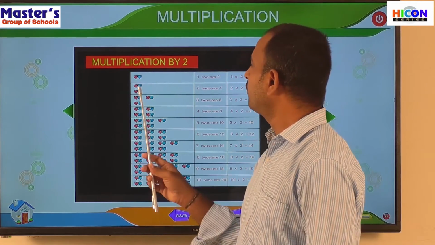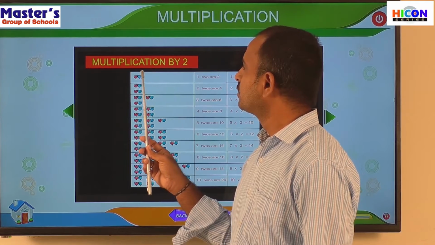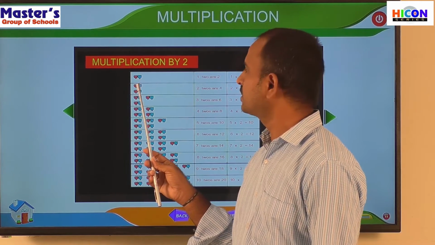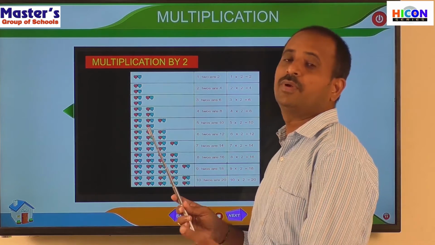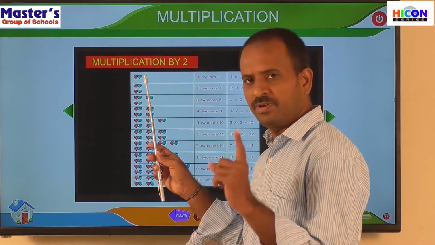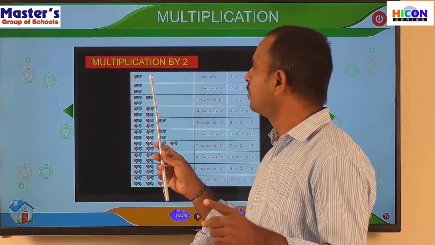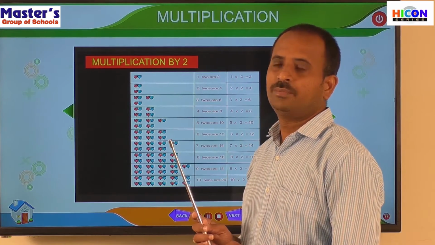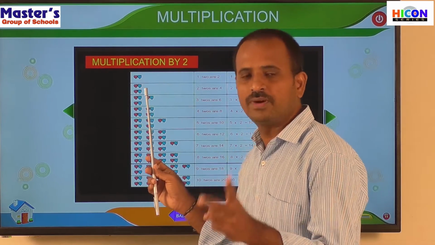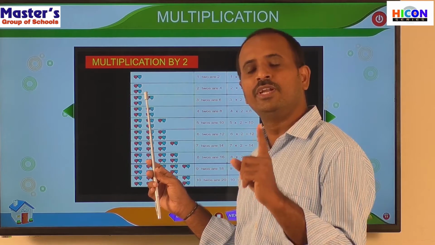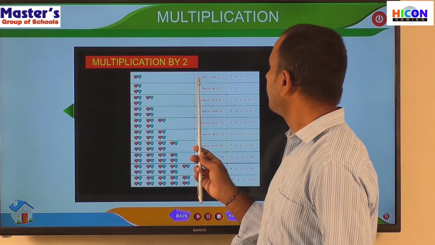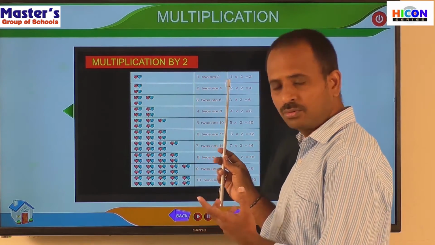So now look at the first row. So children, this is the first set. How many flowers are there? 2 flowers. And how can we get the total number of flowers? There is only one set. That means we have to add the number only one time. Because in each set there are 2 flowers, we have to add 2 only one time because only one set is there. So that means 1 2 is 2.